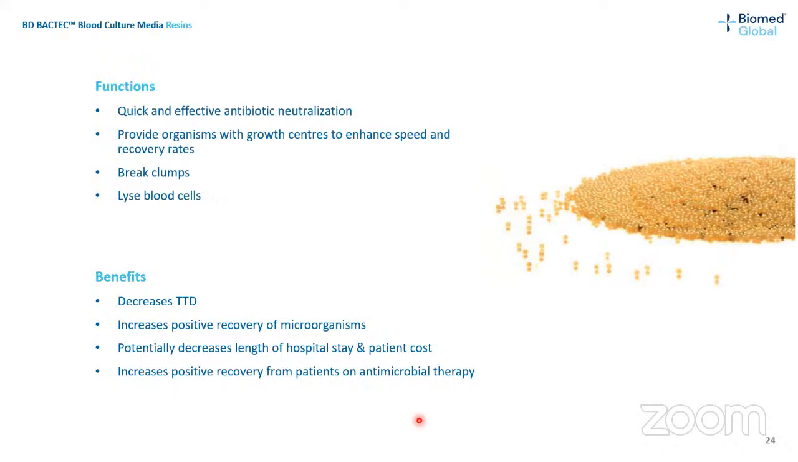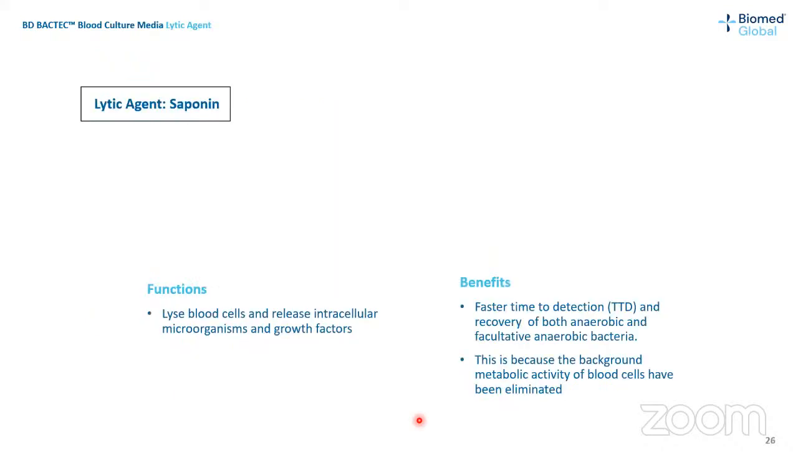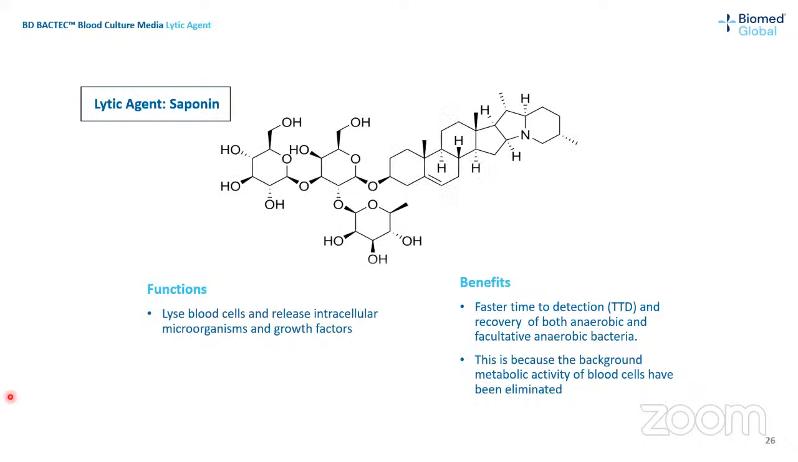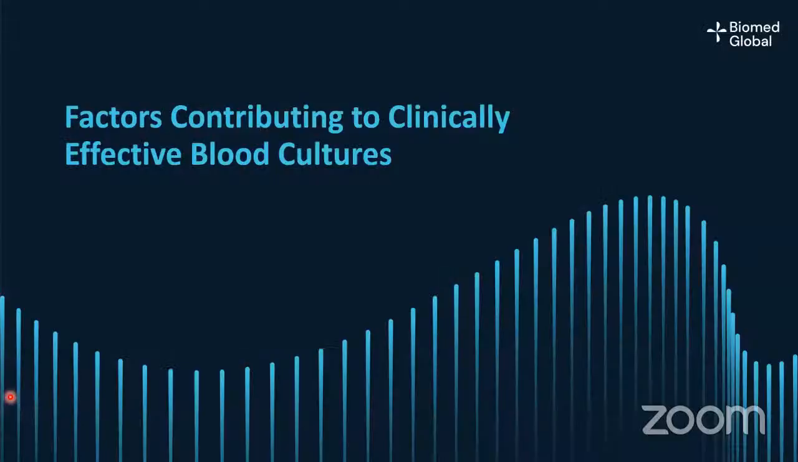Okay, so when you get a faster positive result, it will in turn decrease the length of hospital stay as well as patient costs. Okay, so for the anaerobic bottle, instead of the resin media, you would find a lytic agent called saponin inside it. Okay, so what saponin does is that it lyses the blood cells, thereby releasing intracellular microorganisms as well as growth factors. Okay, and the benefit will also be faster positive results for recovery of both anaerobic and facultative anaerobic bacteria. Okay, so that's a bit on the key features of the bottles.